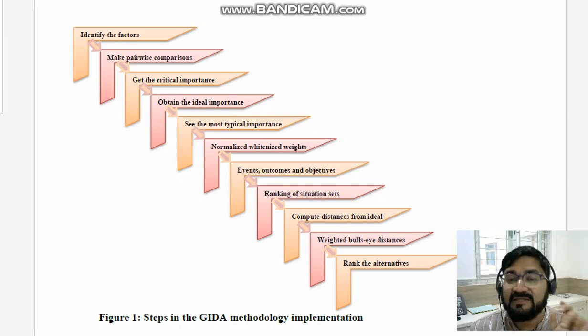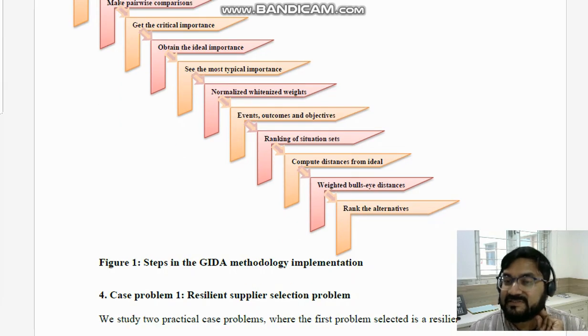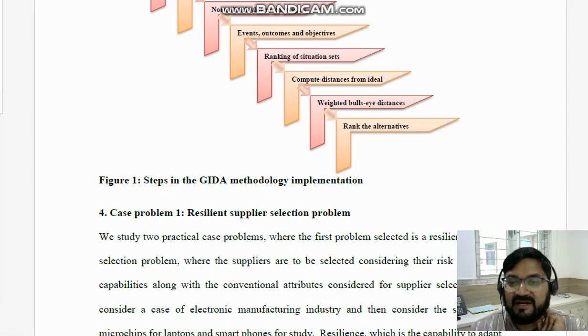Then you separate the events, outcome and the objectives. And for each objective or based on each criteria, you evaluate the event outcome pair. Okay, so this we are doing, and finally we are ranking the situation state. We are calculating the distance from the ideal measure and the bullseye distances or the ideal distances we are calculating. Along with that we rank the alternatives.